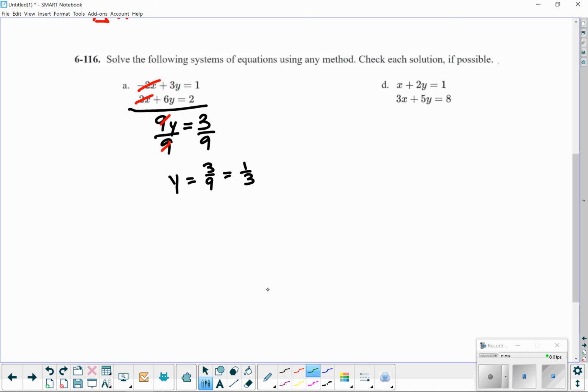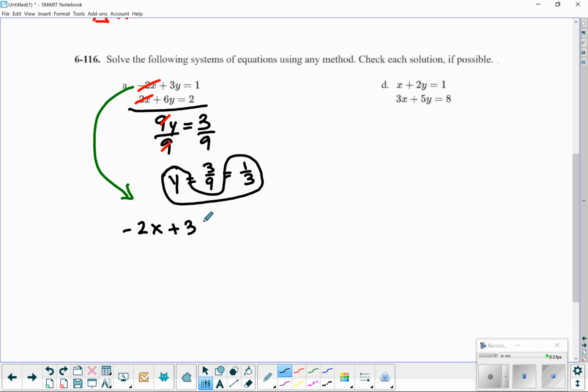Okay. And take either equation. I'm going to use the top equation and copy it down, except when I get to y, I'm going to use y is 1/3. So I'm going to copy the top equation. Negative 2x plus 3. Oh, there's a y. So instead of y, I'm going to put down 1/3. And that's going to equal 1.